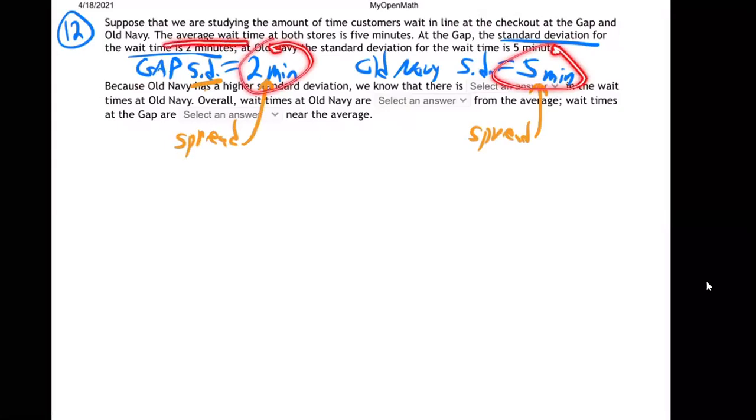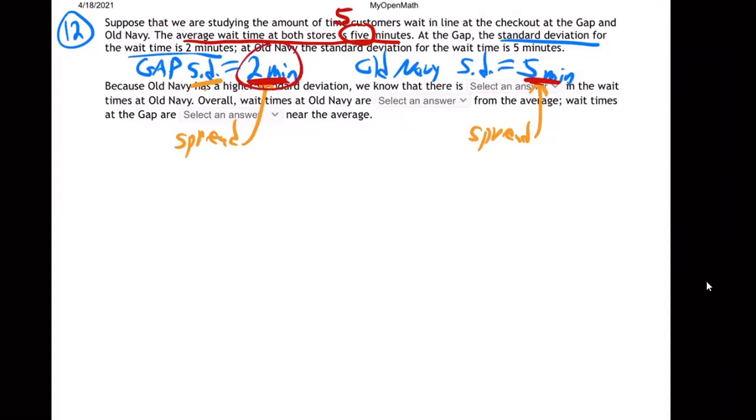In fact, the average wait time at both stores is 5 minutes. Yeah, so they gave us that. They told us straight out. No mystery. The average at both stores is 5. So on average, it'll take you 5 minutes at either store. But the standard deviations are different. What does that mean? That means the spread. That means like how different one customer is than another.